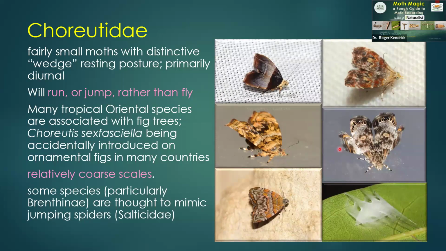The Brenthiinae, one particular subfamily that have lots and lots of eye spots on the terminal area, are supposed or thought to mimic jumping spiders, the Salticidae. And when you see these guys on a leaf jumping around, you can see why. And it's thought that the jumping spiders actually don't predate these guys because the mimicry is so effective. The spiders avoid predating the moths.